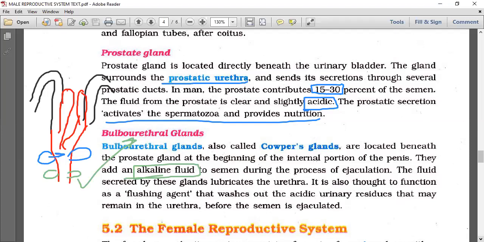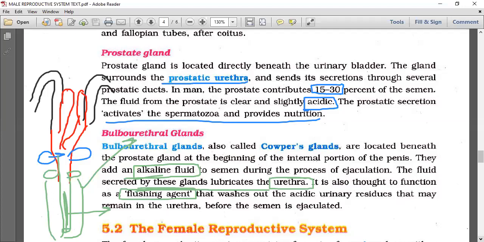The fluid secreted by these glands lubricates the urethra. Urethra, we have the continuation here, the urinogenital canal. So what they're saying here is that the fluid secreted by these glands lubricates the urethra, so that this passage is lubricated. It is also thought to function as a flushing agent. That means urethra means urinogenital canal, isn't it?